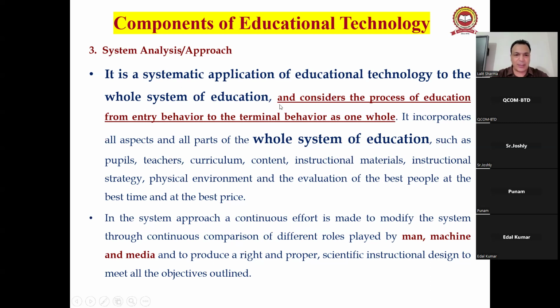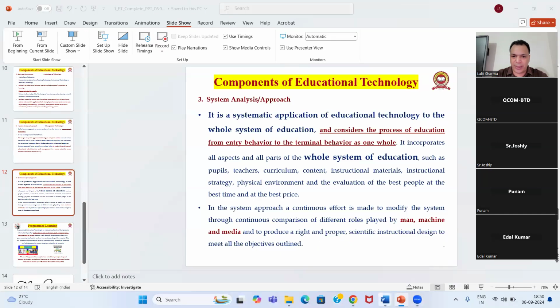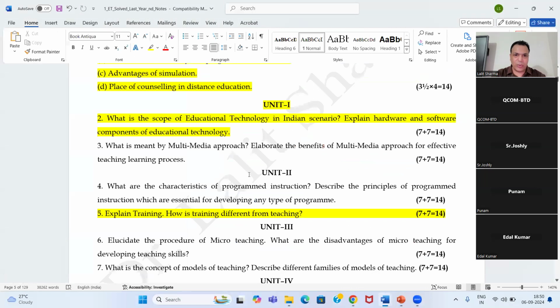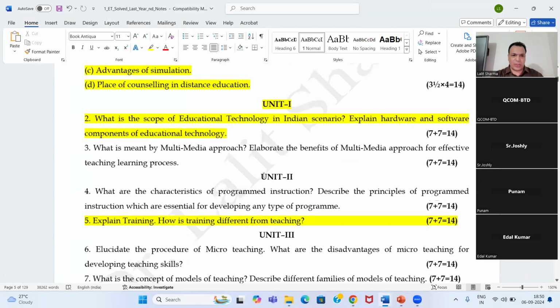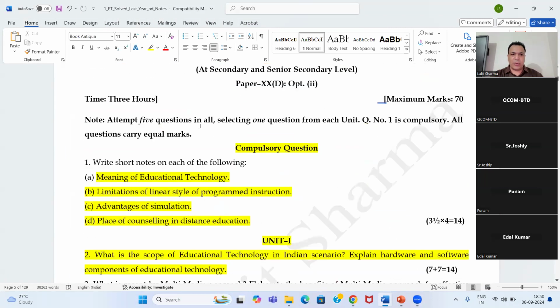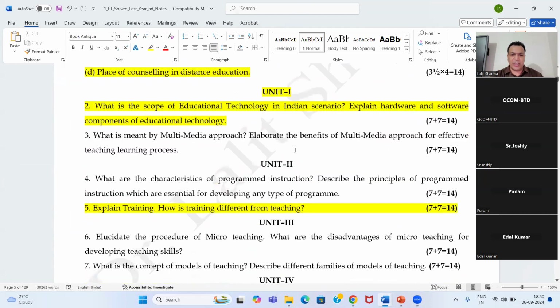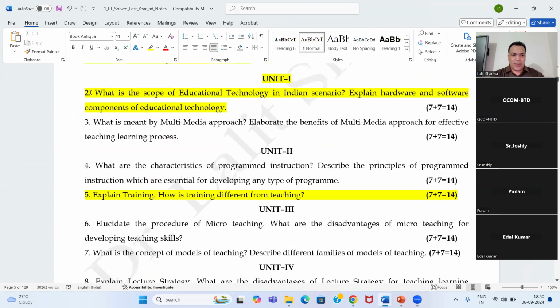Always a question comes, right? Side by side, you can see that we open the last year question also. So we are discussing the first question. What is the scope of, ये देखो, ये last year paper है ना, educational technology in Indian scenario? Explain hardware, software components, right? We are done with that.